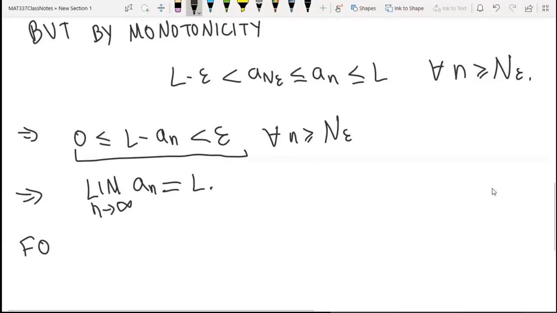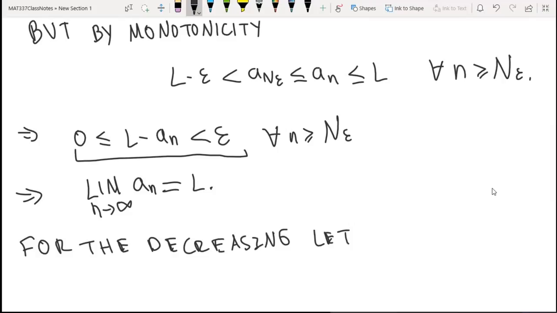For the decreasing case, so yeah, is that okay? For the decreasing case, let b_n be minus a_n, and I repeat the above proof.